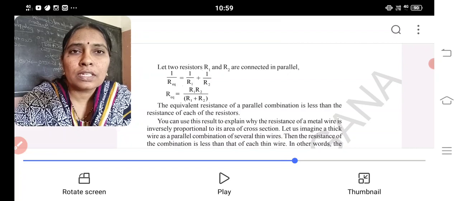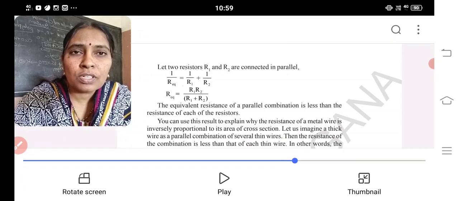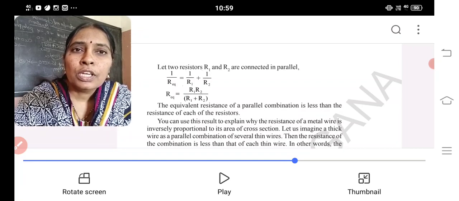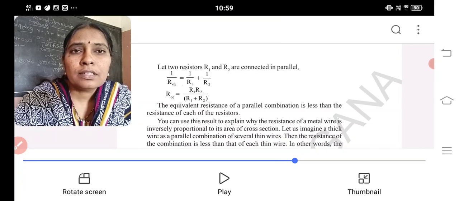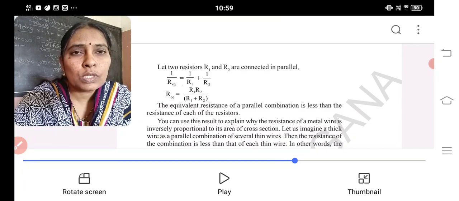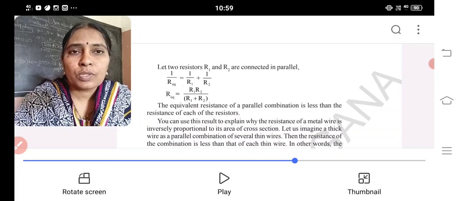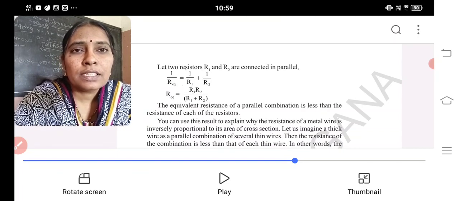And what is Ohm's law? V equals IR. Using that relation, you need to get the equivalent resistance in series connection, that is R equals R1 plus R2 plus R3. Okay. Now comes the next, the equivalent resistance in parallel connection.